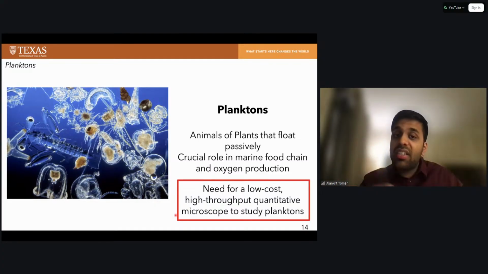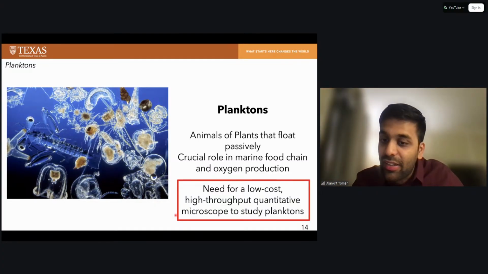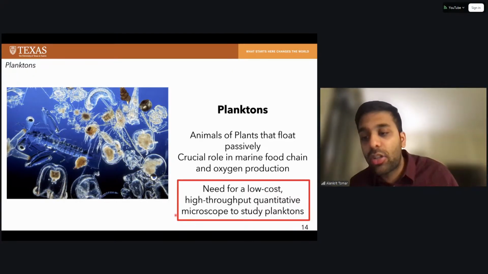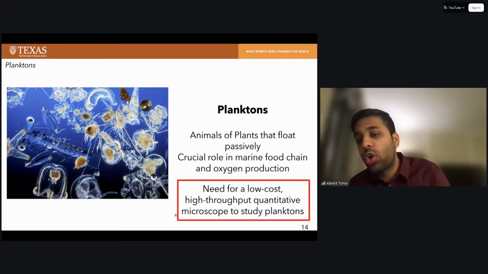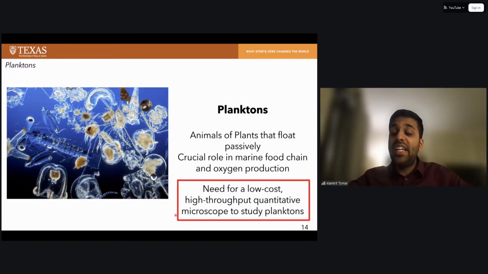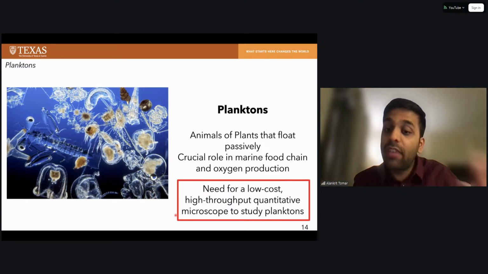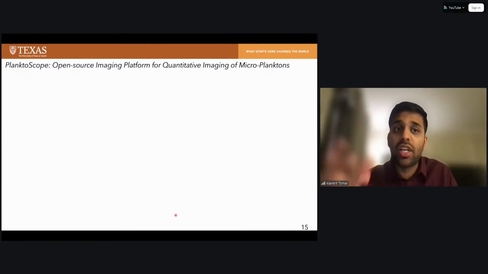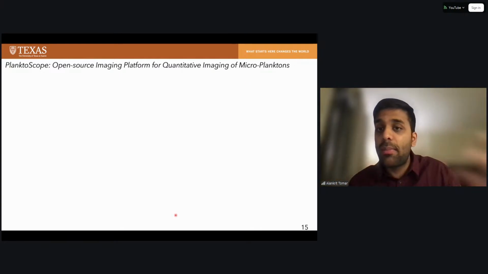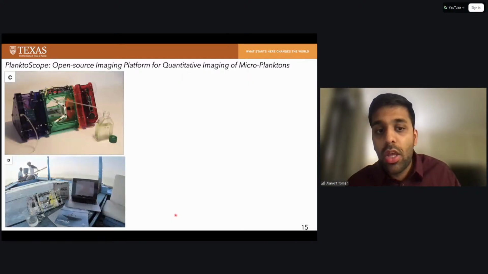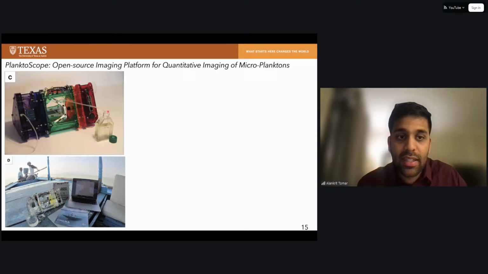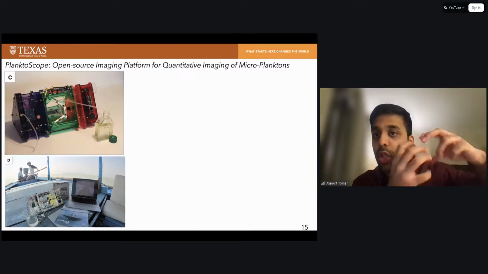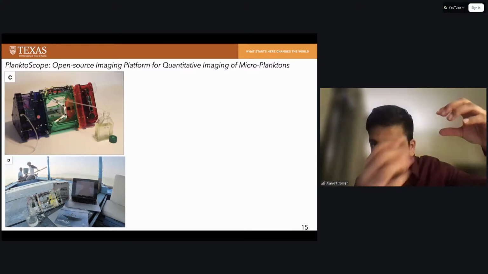So in order to understand this large volume of planktons, again, there is a need for a low cost, high throughput, quantitative microscope to study planktons. Something which is low cost, helps us get an idea of a large volume of water, and which is quantitative in nature. So again, the lab of Dr. Manu Prakash has come up with an open source imaging platform called Planktoscope. A Planktoscope is a device which can be used for investigation of the contents in the water that you flow through this device.